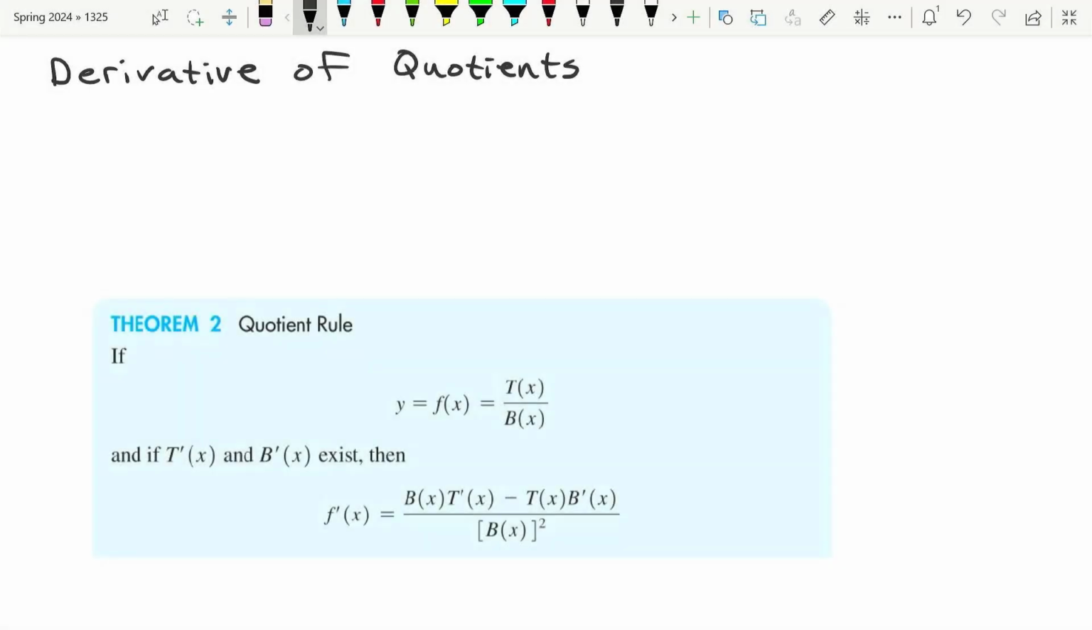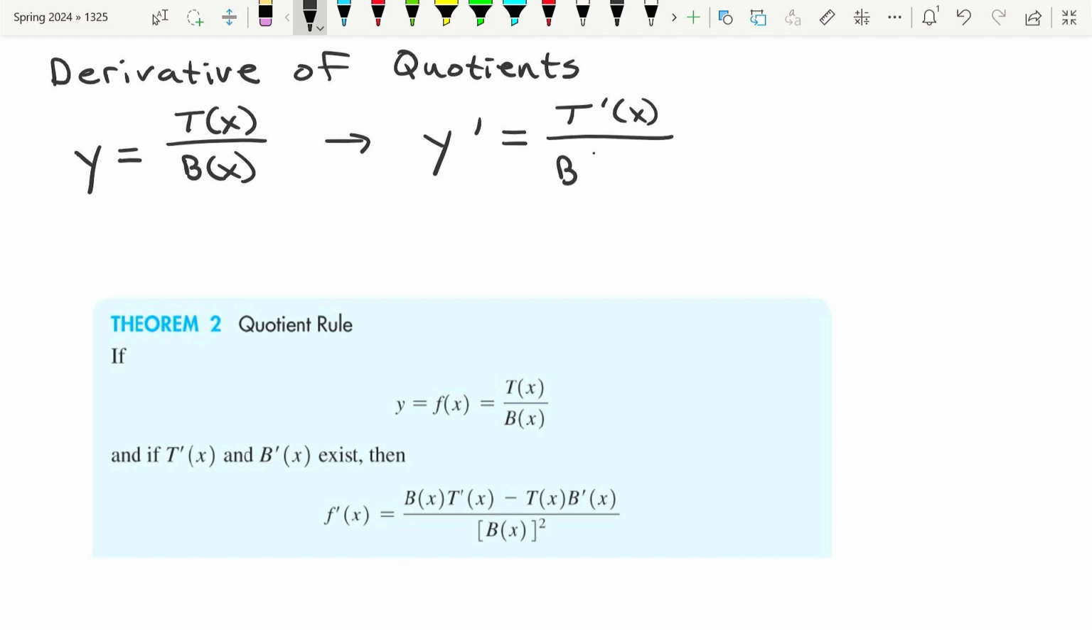So talking about quotients for a second. If we had a function like y that was made up of a function on top divided by a function on the bottom, we might hope that the derivative would just mean taking the derivative of the numerator divided by the derivative of the denominator. That would make sense if that was the case, but unfortunately, it's not quite so simple.